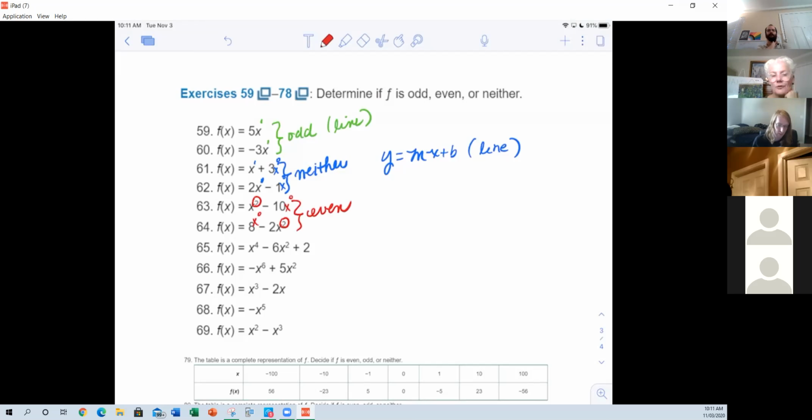All right, what kind of graph, Monica, would those be? Your choices are a line, a parabola, a square root, or an absolute value. A line? Lines, remember, are first degree. If it's got a square on it, it's going to always be a quadratic or a parabola. So these would be parabolas. Oh, yeah. Okay, good.